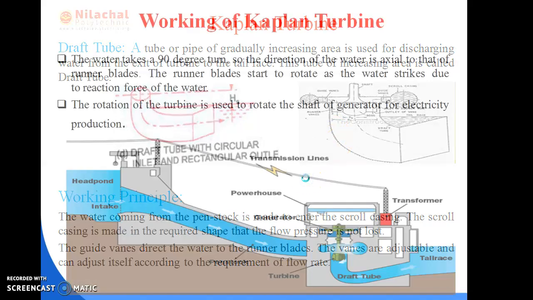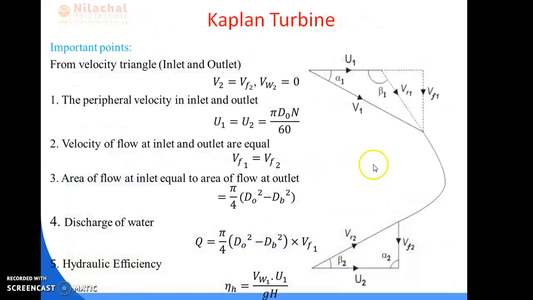Next, as we have seen, in a Kaplan turbine the flow of water takes place in an axial direction, and the velocity of flow at inlet and outlet is equal: Vf1 is equal to Vf2. Depending upon the velocity of blade, velocity of water and relative velocity, we have to find two velocity triangles at inlet and outlet. At inlet, V1, U1, Vr1 make a velocity triangle, and that gives us the inlet velocity triangle.